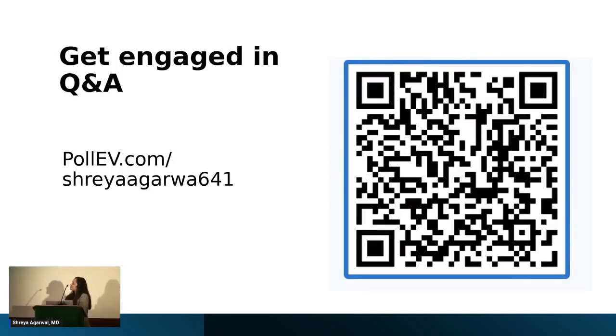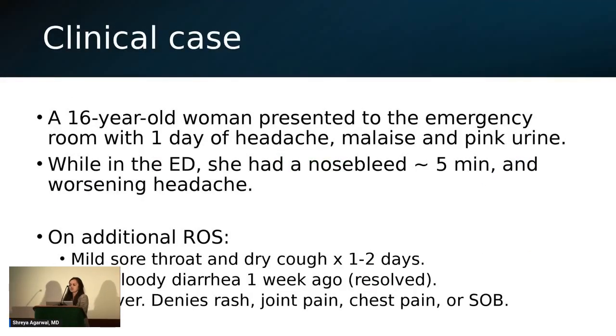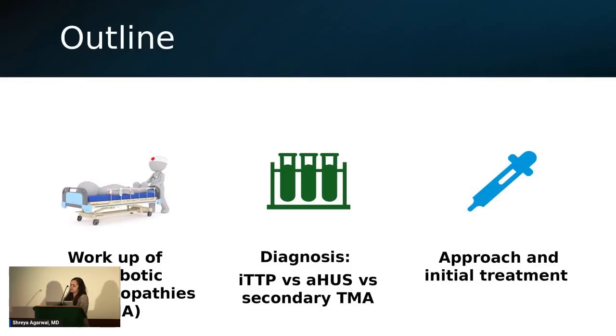But anyway, I'll walk through the case and we'll talk about workup of thrombotic microangiopathies, and discuss the diagnosis, immune TTP versus atypical HUS, because I think that's the main question. Even though their pathogenesis is so different, they have overlapping clinical features, and unfortunately, the treatment is very different. And then we'll go into the treatment.